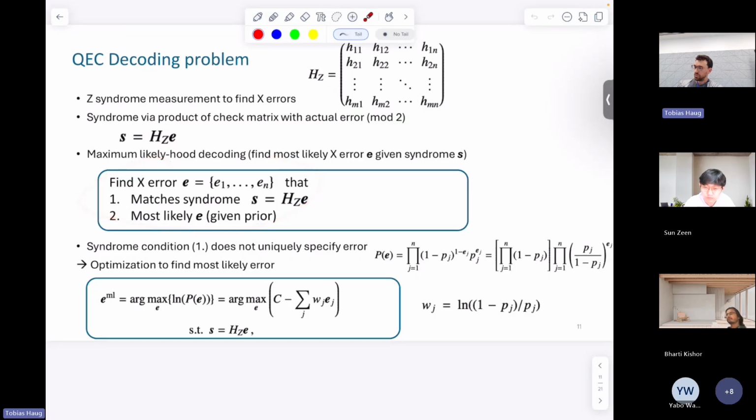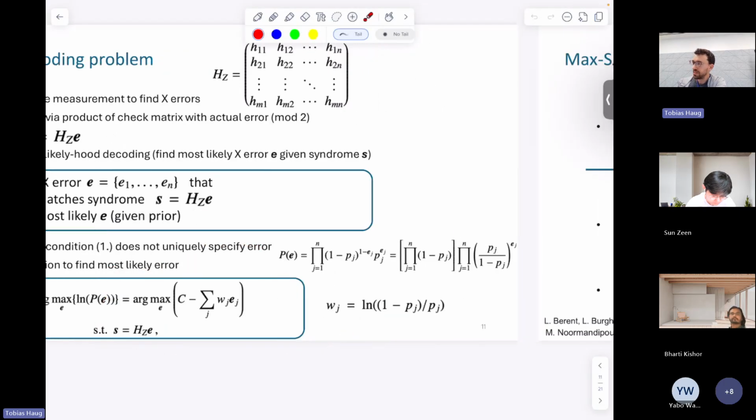As I mentioned before, the syndrome condition is not unique, so we need to optimize. What we optimize over is the error probabilities of all possible errors. Every error happens with a certain probability, which you can compute. Then we find the error configuration that is most likely given the syndrome conditions. So now we need to solve this optimization problem in some way.